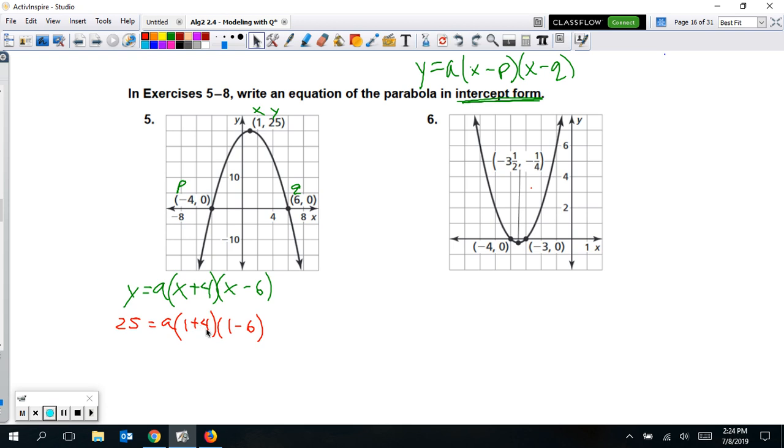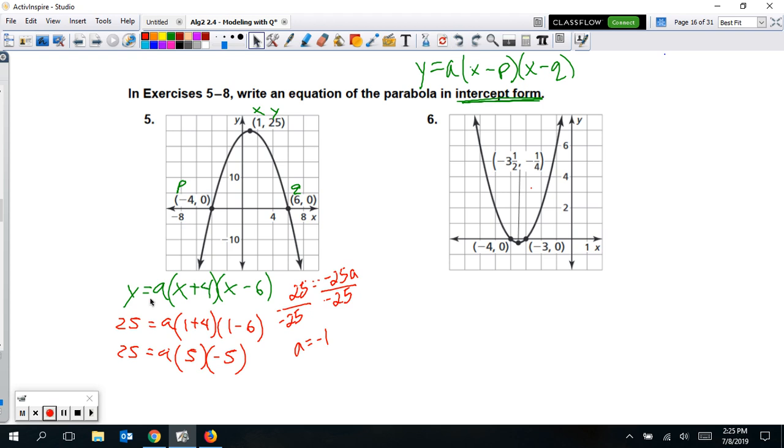And then we're just going to simplify each of these parentheses, multiply the 3 together there. So it starts out with 25 equals a, 1 plus 4 would be 5, and 1 minus 6 is -5. So as you multiply a times 5 times -5, that's -25. So 25 is equal to -25a. Divide by -25 on both sides to solve for a, and a is just going to be -1.